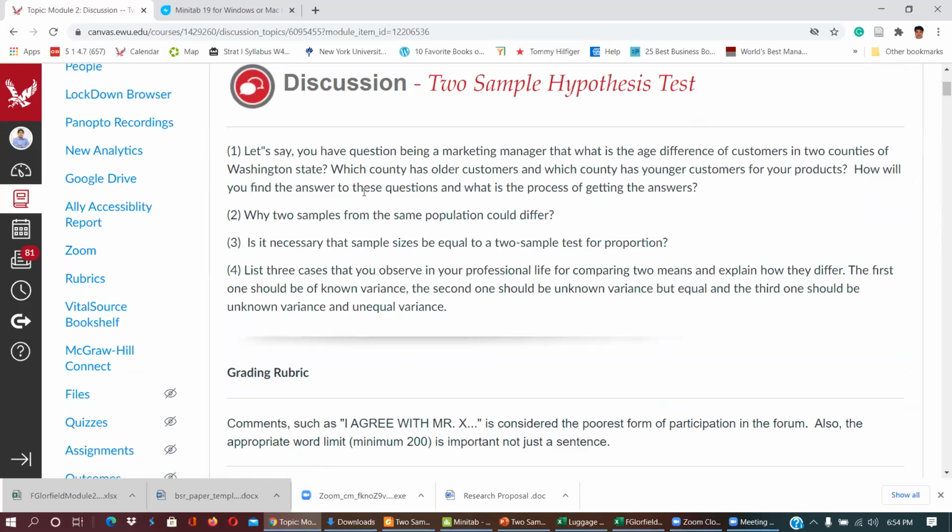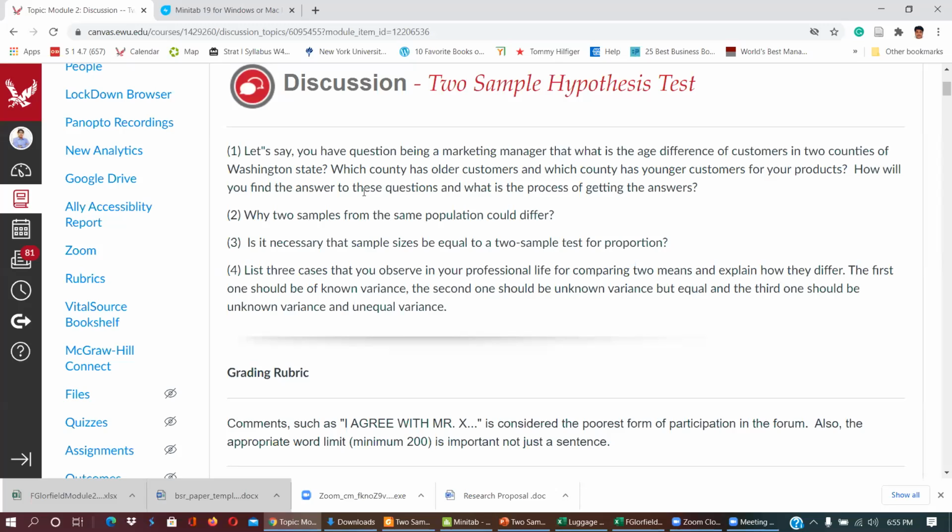So these are the technical questions, and I already shared the example about South Hill and Liberty Lake. When you read through the entire chapter, you will come to know about these. These are technical, and when you read and study, you will get more understanding. So why could two samples from the same population differ?